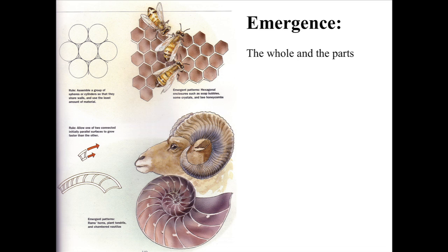So in the case of a honeycomb, the emergent pattern might be like as if you were to assemble a group of spheres or cylinders so that they share the least amount of material possible. You end up with something that's like a honeycomb. Or allow one of two connected parallel surfaces to grow faster than the other. You end up with something that looks like a tendril that would climb a tree on a plant, or a nautilus shell, or the horn of a ram.